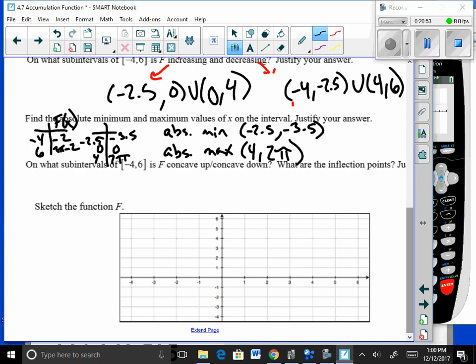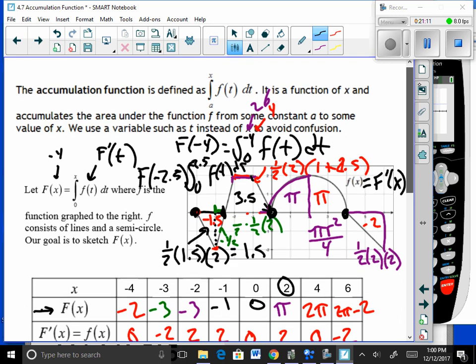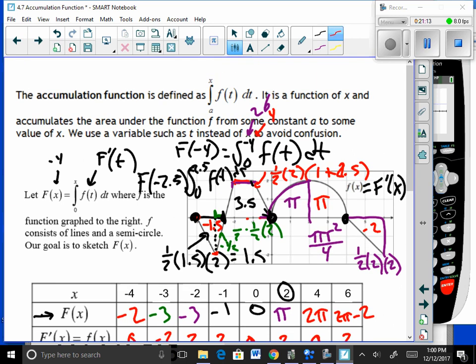Okay, the next one, on what subinterval from negative 4 to 6 is f concave up or concave down? How do we determine concavity? Good. Second derivative, so since it's capital F, I need the second derivative of capital F. Coming back up to here, I know this graph of f of x is the same as capital F prime of x. So I need the second derivative. If I'm going to look at this graph to answer things, what do I need to look at on this graph to answer questions about the second derivative?